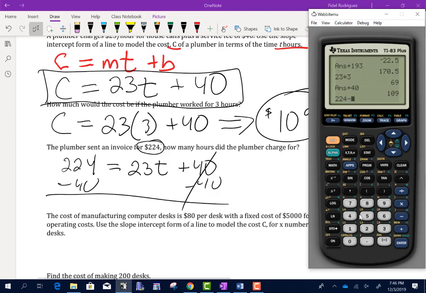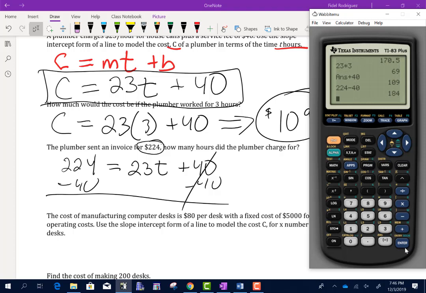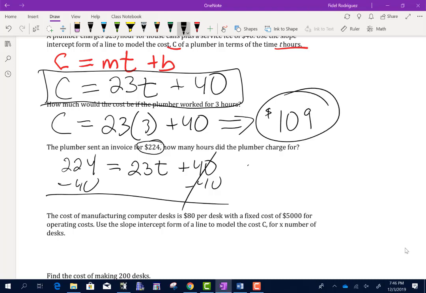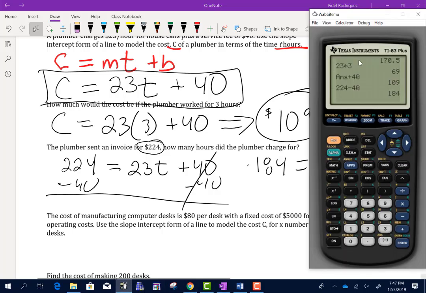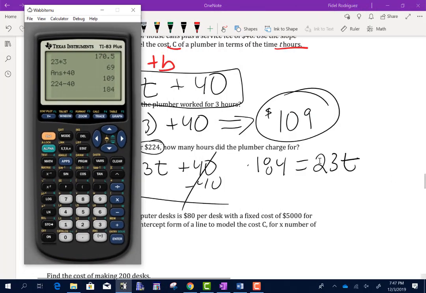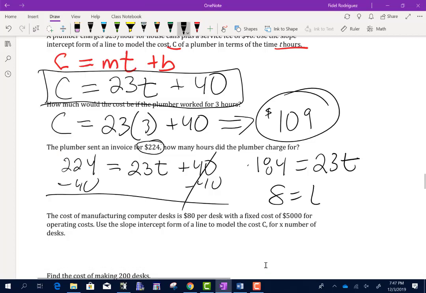okay, minus 40, yep, 184, right? Boom, 184, okay. So 184 equals 23T, right? And then we said the plumber charges you $23 for every hour that they're there. Well, if we know that we were basically paying them 184, we got to divide that number by what? By 23, because that's how much he's charging every hour, right? Or she's charging every hour. 8 hours? And again, all we did was divide it by 23, right?